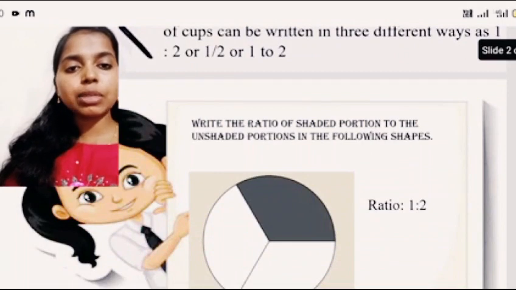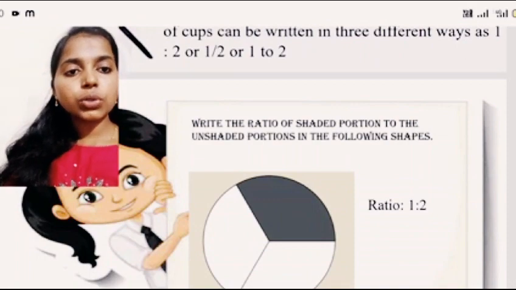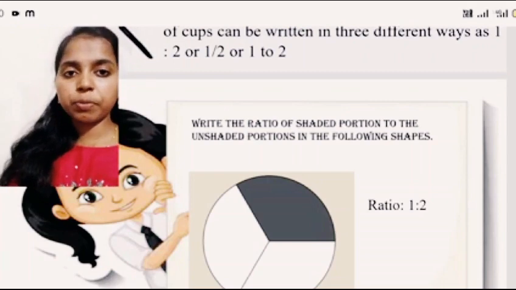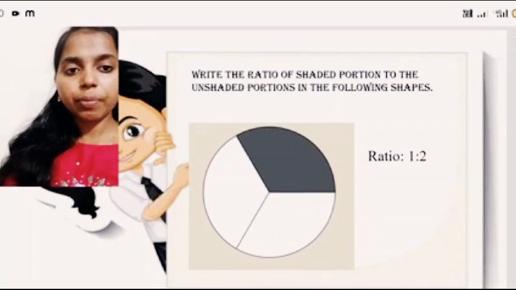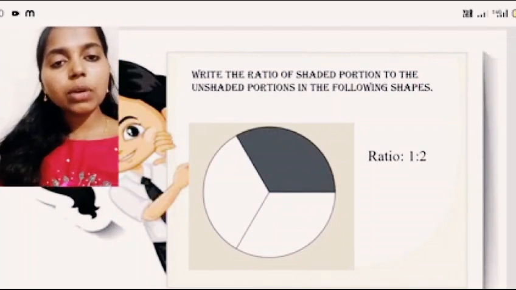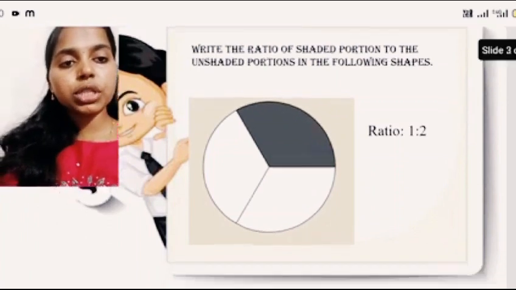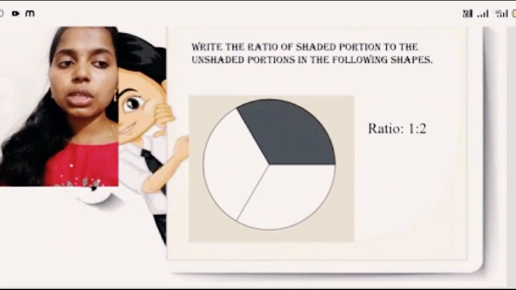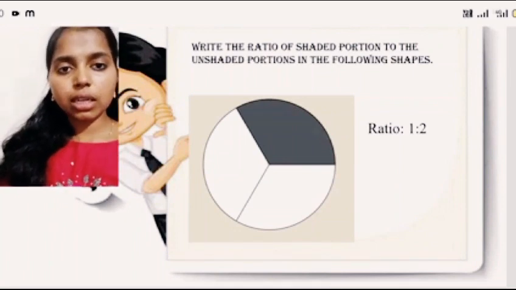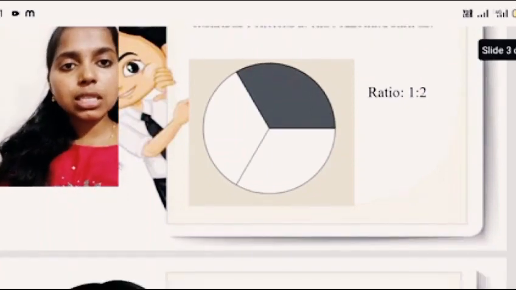Next, there is an example of finding the ratio. Write the ratio of the shaded portion to the unshaded portion in the following shape. First we will write the shaded portion, then we will write the unshaded portion. Here, in the first example, there is only one shaded part. Then we can write 1 is to how many unshaded portions are in this picture? There are only 2 unshaded portions. Then we can write 1:2 as the ratio of the first figure. Therefore, the ratio of shaded portion to unshaded portion in the first figure is 1:2.